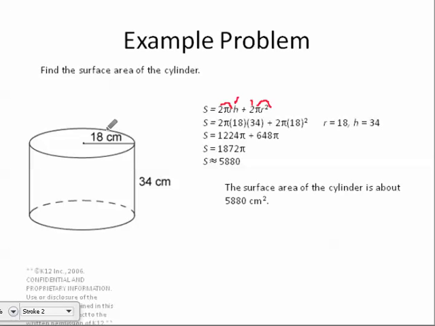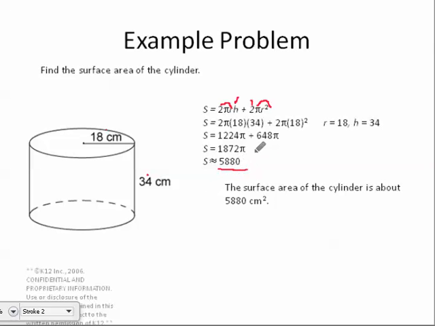You've got a radius of 18 and a height of 34. All you've got to do is say 2 times pi times 18 times 34. Well, that's 1,224 pi, plus 2 times pi times 18 squared. That's 684 pi. Add those together. Multiply it out by pi, you get approximately 5,880.